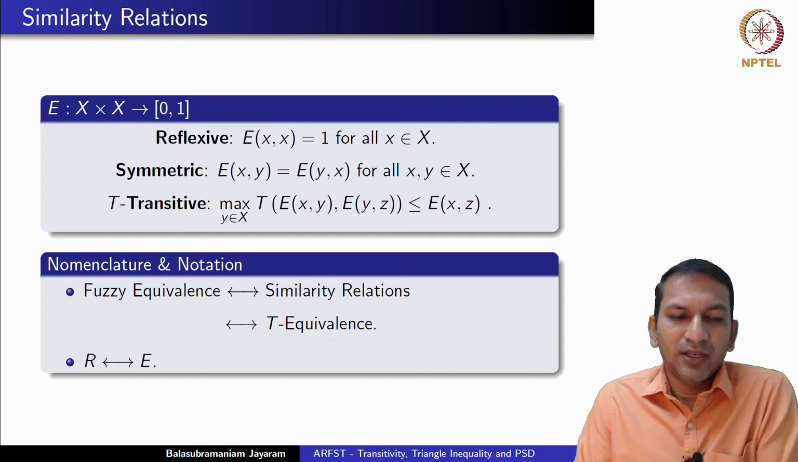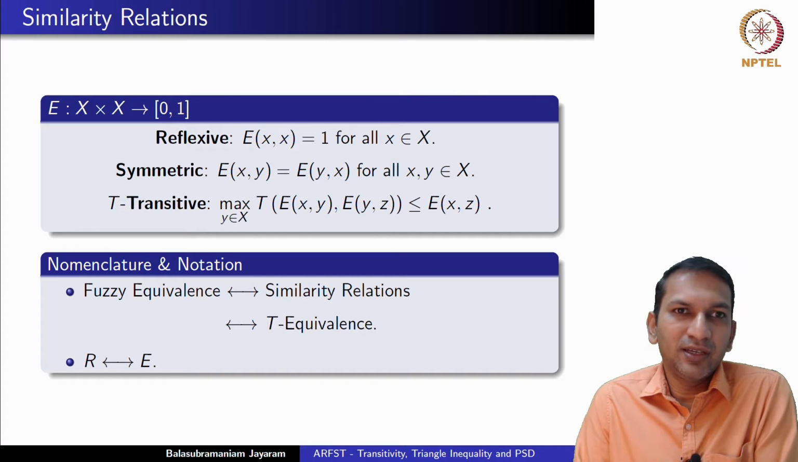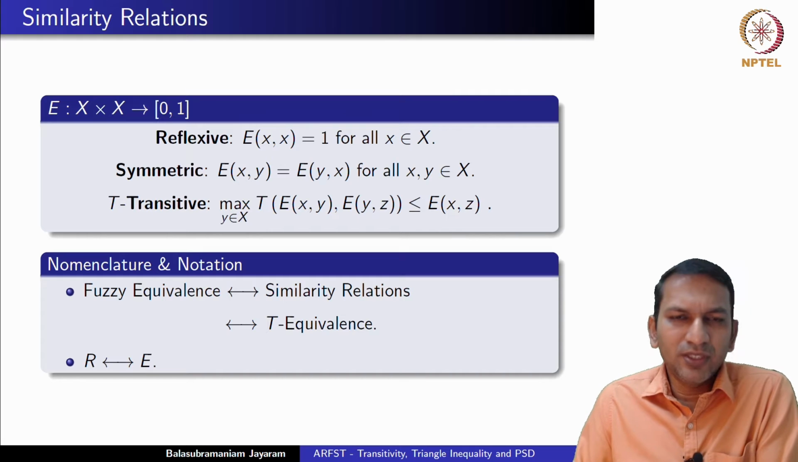Hence, just to stay true to the notation that you will find in the literature, we will also move from denoting a similarity relation by R to that of E. This is a small adjustment that we will make for this lecture right now.